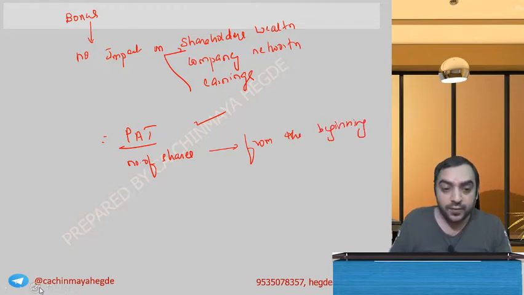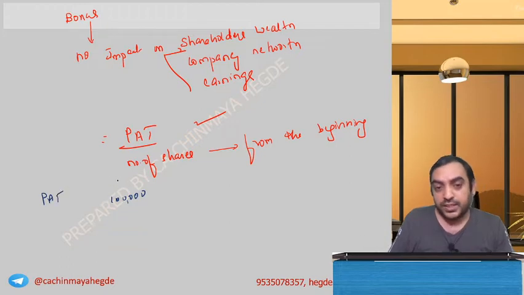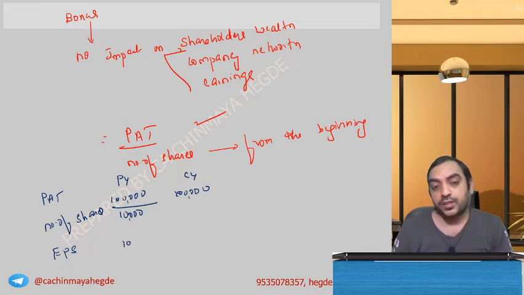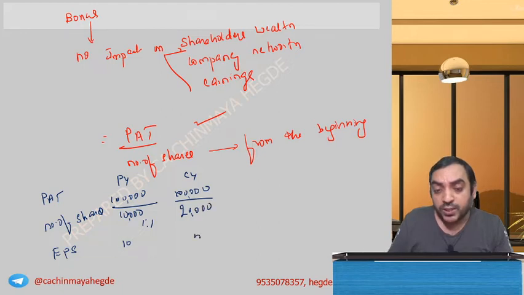One more numerical example I give. Suppose the company had 1 lakh rupee profit the previous year. In the current year also the company made 1 lakh profit. Number of shares, they had 10,000. So EPS is 10 rupees. Now they issued a 1:1 bonus. So 10,000 more bonus shares they issued. So the total number of shares becomes 20,000. The EPS becomes 5 rupees.